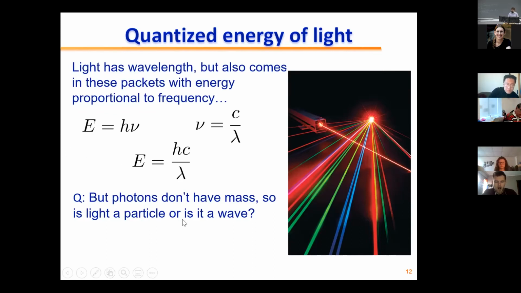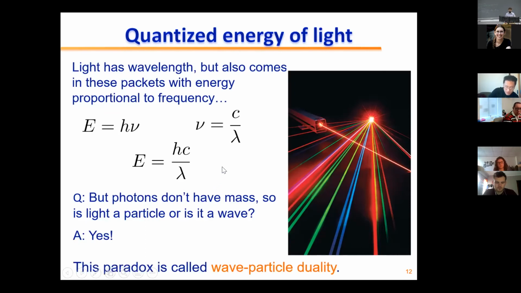And that gets us into this weird question. Photons don't have mass, so is light a particle or is it a wave? And the answer is yes. It is both. This is a paradox called wave-particle duality, which you might have heard about.